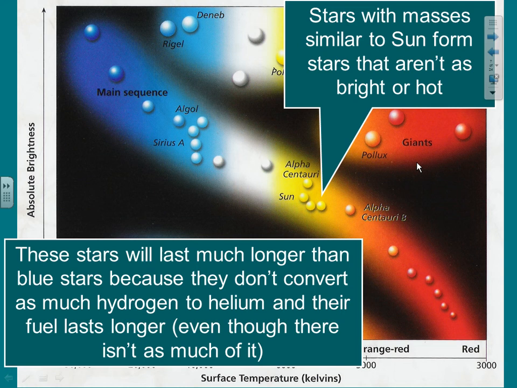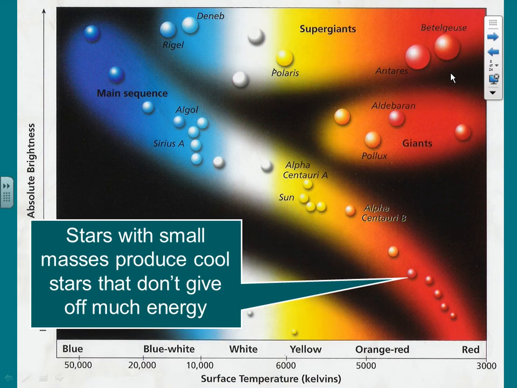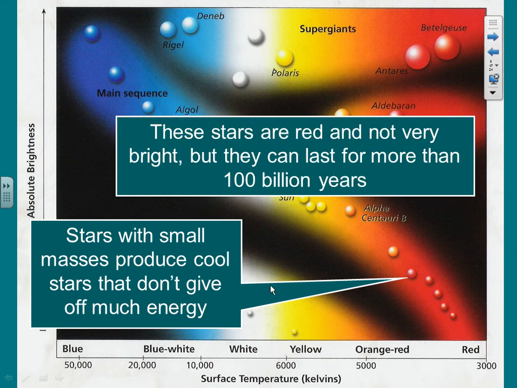And then you can probably start filling in the blanks as far as the last part. These stars down here on the bottom, bottom right: small masses, cool stars, relatively speaking. We're still talking in the range of 3,000 to 4,000 Kelvin, which is really, really hot, but relatively speaking, they're cool. They don't give off as much energy. They're not as bright. But they last really, really long because they don't use as much hydrogen and turn it into helium.